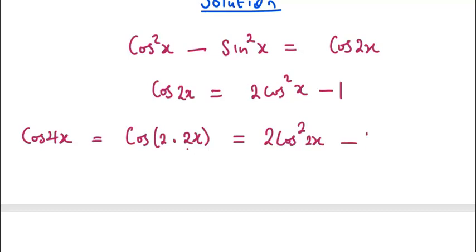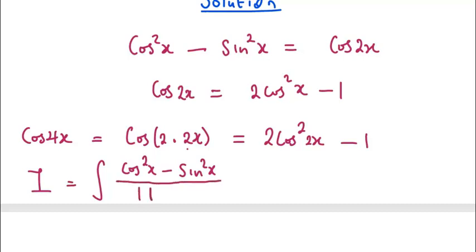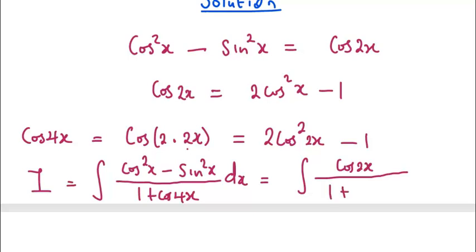Then we're subtracting 1. Then our integral I, which is equal to the integral of the cosine squared of x minus the sine squared of x divided by 1 plus the cosine of 4x dx, is going to be equal to the integral. Up there we have just cosine of 2x, then divided by 1 plus 2 cosine squared of 2x minus 1, and then we have our dx. This is interesting, right?